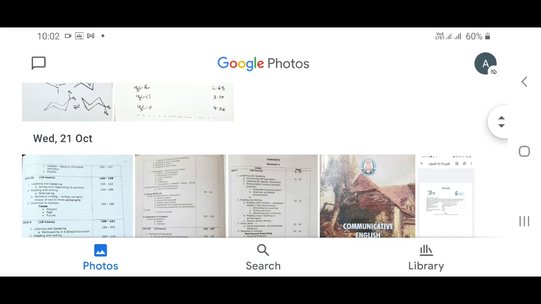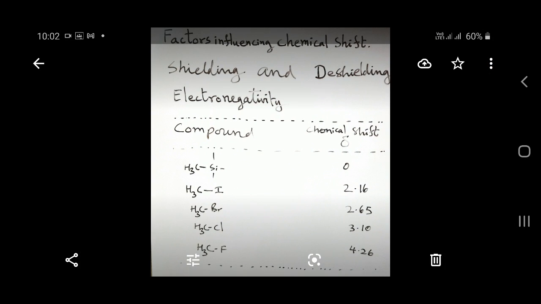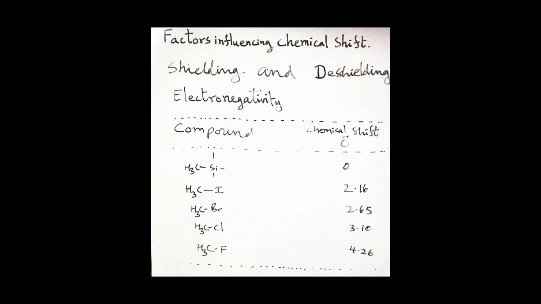And after that, we moved to the factors which are influencing the chemical shift values. We saw how shielding and deshielding due to electronegativity of the substituent affects the chemical shift value. We have seen many examples. Tetramethylsilane is electropositive, and it is the reference compound. So the chemical shift value for that compound is assumed as 0.